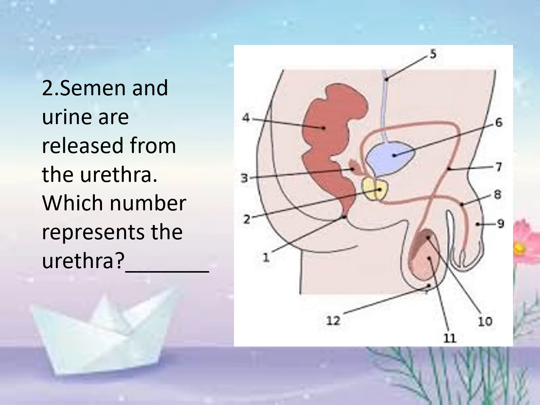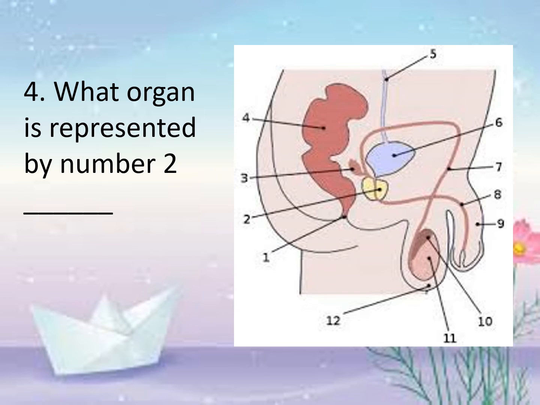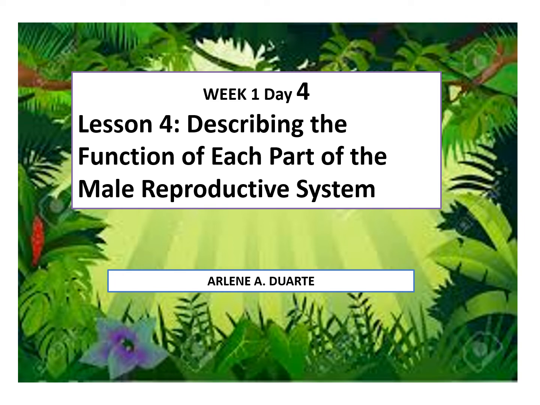Semen and urine are released from the urethra. Which number represents the urethra? Blank is an elongated muscular organ full of blood vessels and sensitive nerves. What organ is represented by number 2? Which number represents epididymis? Week 4, describing the function of each part of the male reproductive system.